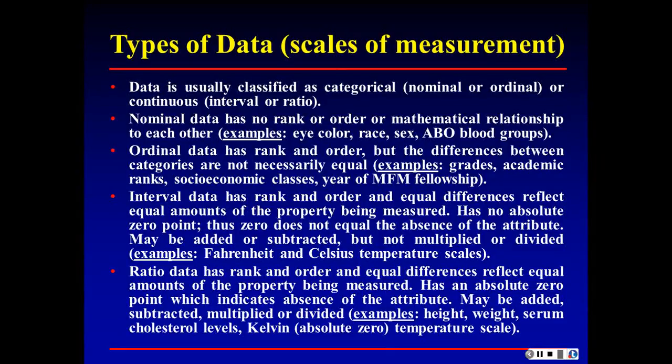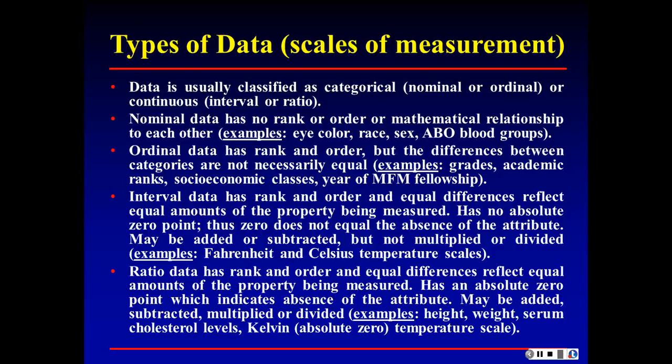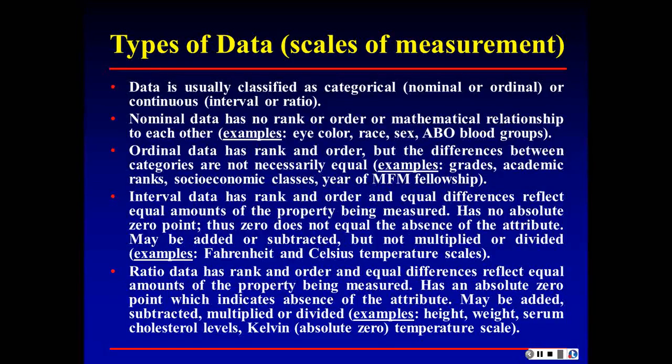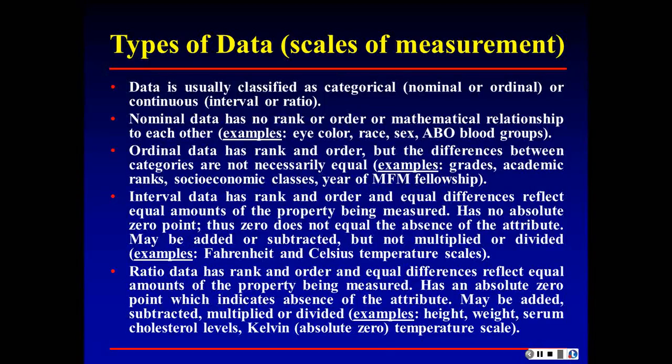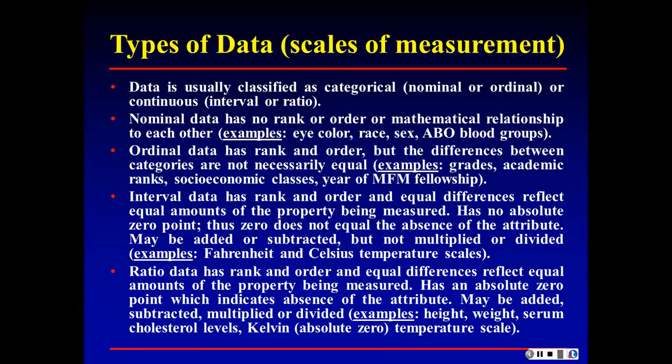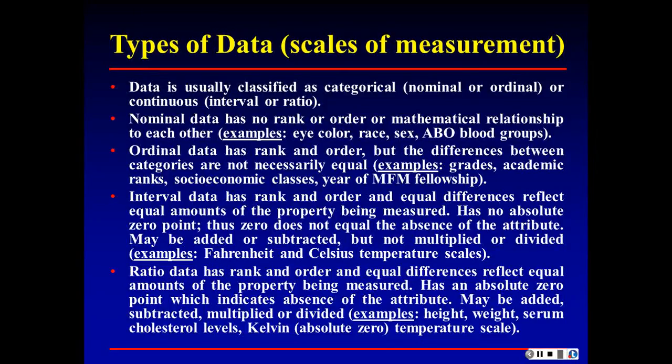Anyway, 99% of the time, the continuous data that we use in your research is going to be ratio data. It has rank and order. Equal differences reflect equal amounts of the property being measured. It has an absolute 0 point, which indicates absence of the attributes. It may be added, subtracted, multiplied, or divided. So really, height, weight, body mass index, blood glucose levels, serum cholesterol levels, gestational age of delivery, cervical length, virtually every continuous variable that you use will be ratio data.